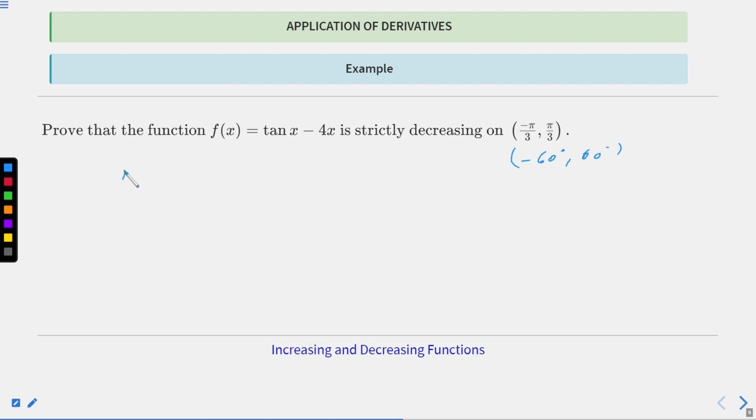Now what? Now find f dash x. So find f dash x. This will be sec square x minus 4. Sec square x minus 4.